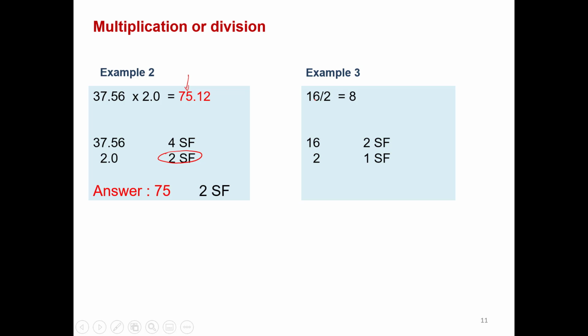In this case, we had 16 divided by 2 equals 8. Now we need to check the correct number of significant digits of the answer. Then we had 2 significant digits, we had 1 significant digit, then the answer must have 1 significant digit. Then the answer is just 8. This is the same number.